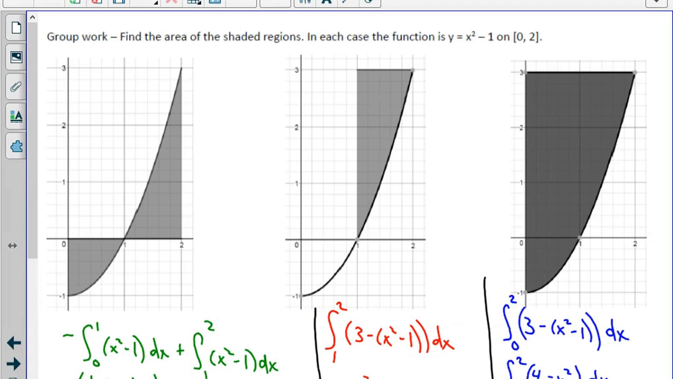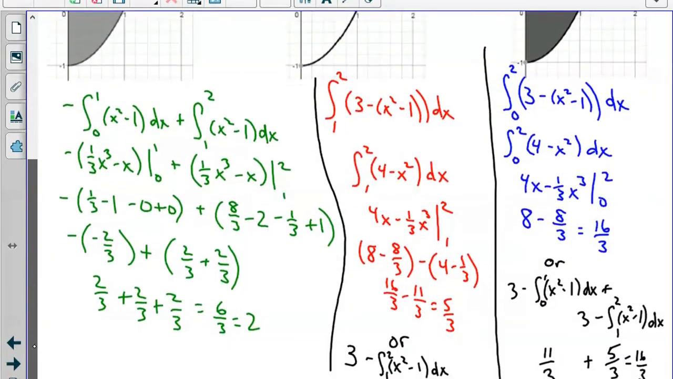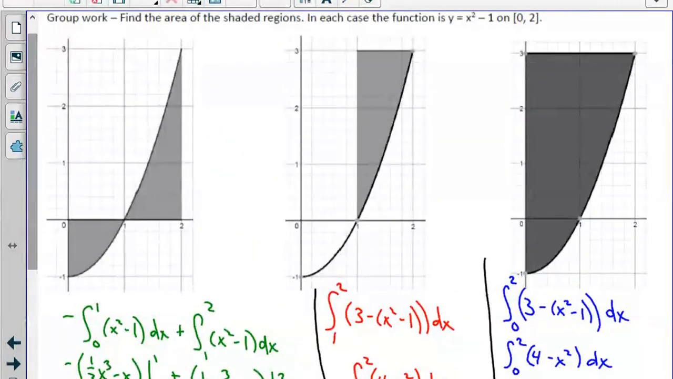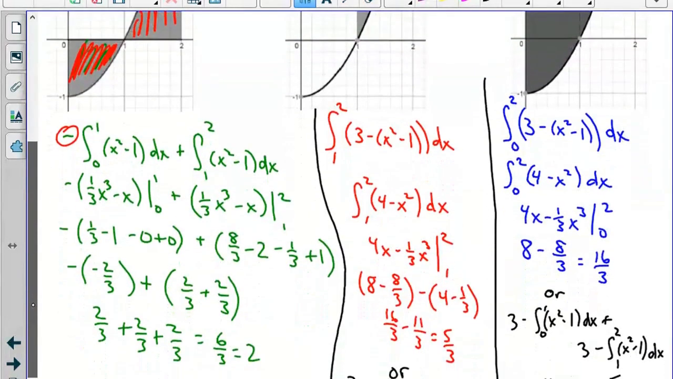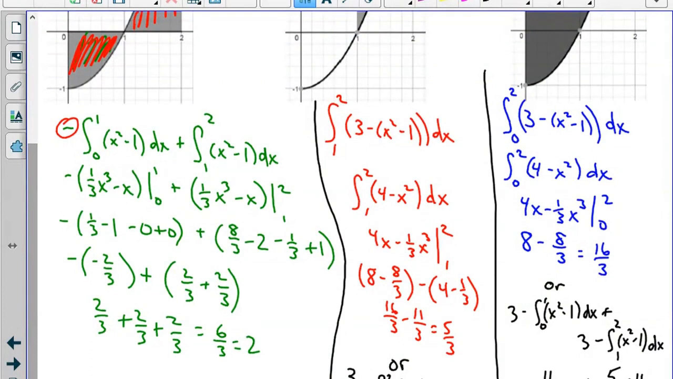So the area of the shaded regions, I did this in 2 different ways for most of these problems. So the first one, we have this area. That really wasn't a very good color to choose. So we have this area, which is going to be negative. So I'm going to have a negative sign here in order to cancel that out and basically make it positive for me. And then we're going to add it to this integral. So I have negative integral from 0 to 1 plus positive integral from 1 to 2.